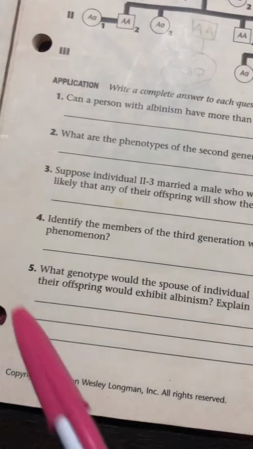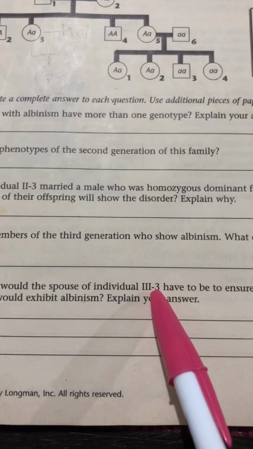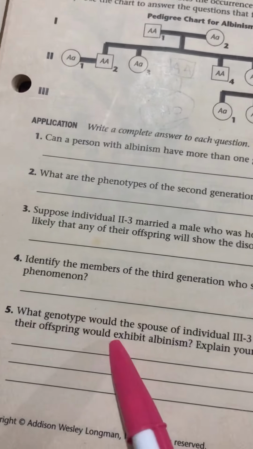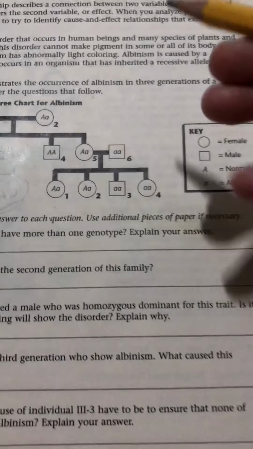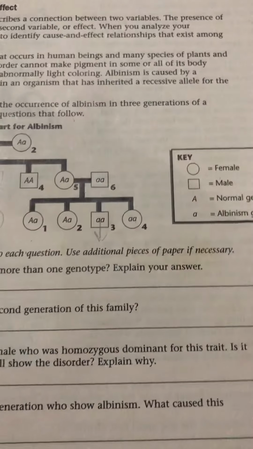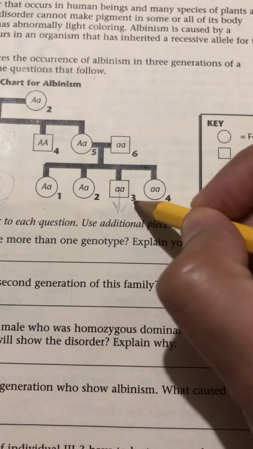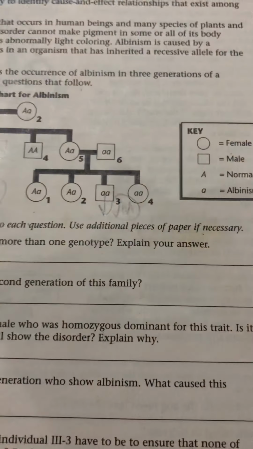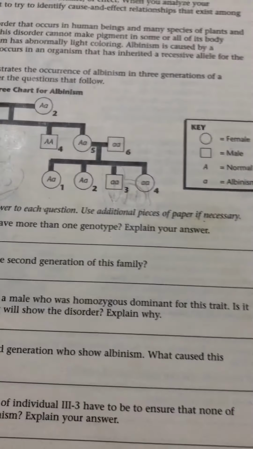And now for question number five, what genotype will the spouse of individual 3-3 have to be to ensure that none of their offspring will exhibit albinism? So I go to person 3-3. This male doesn't want his children to have albinism, so he needs to reproduce with a girl that must be homozygous dominant. That's the only option for their children to be safe and not show the disorder.